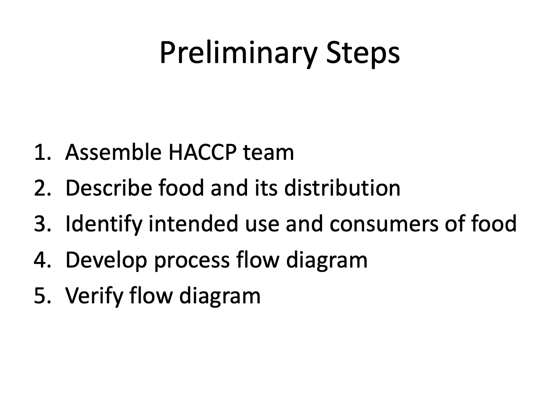Number 1, assemble a HACCP team. Number 2, everybody on the team should be able to describe the food and its distribution, know all the details all the time. Number 3, identify the intended use and consumer. Are we serving a high-risk consumer? Number 4, the team develops a process flow diagram, considering all the inputs and all the outputs. And number 5, verify the flow diagram. Get off your butt, walk the floor, and verify the process matches the flow diagram.